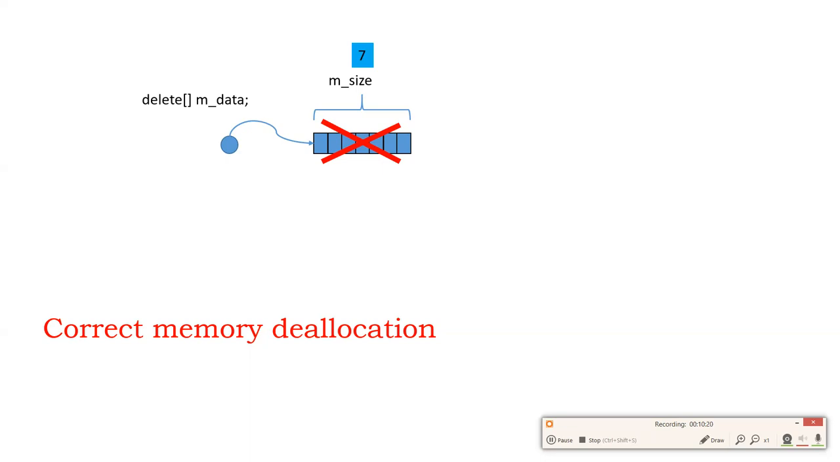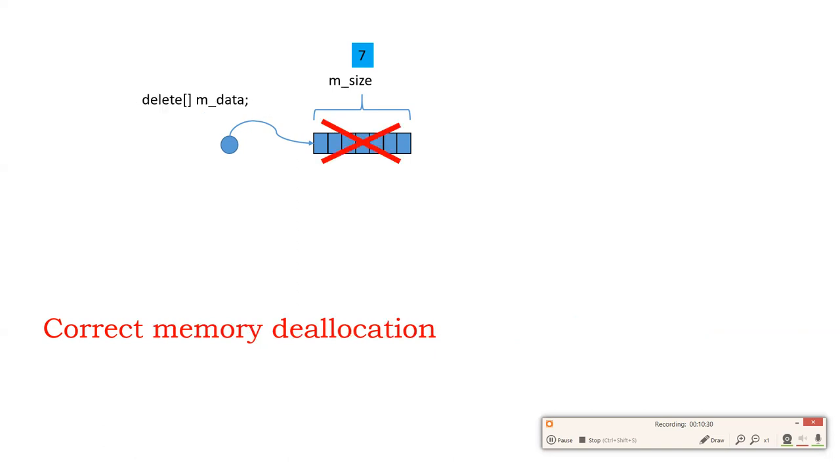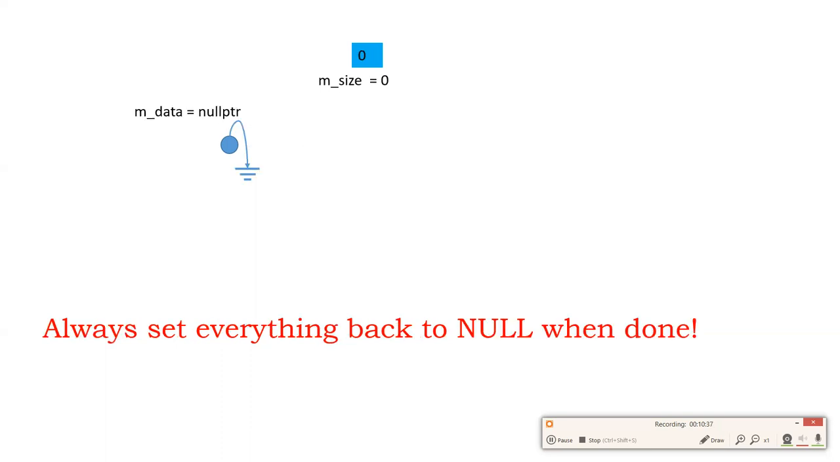And then you delete the data exactly how you create it. So when you look at your creation, I am creating an array of types in mData. Therefore, I'm deleting an array from mData. It has square brackets, okay? And you have to make sure that after deleting, you always set the pointer back to null. And if you have a size, you set that one to zero so you know it's all gone.